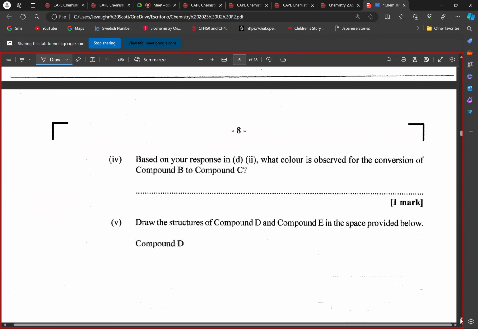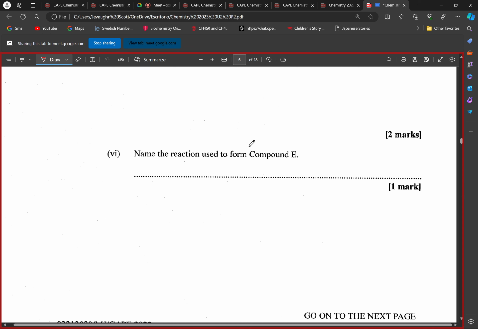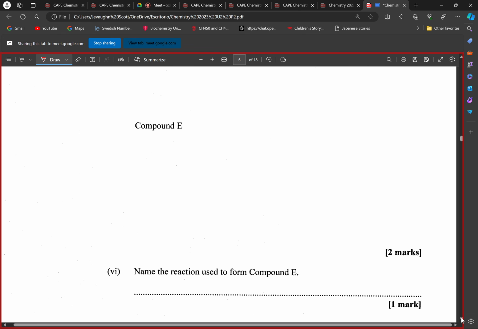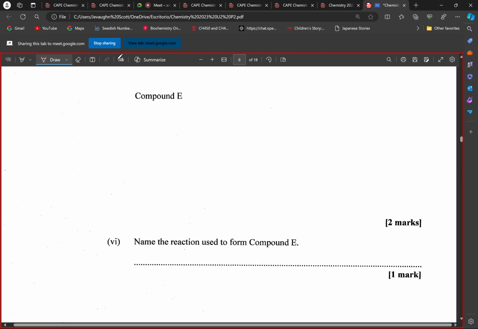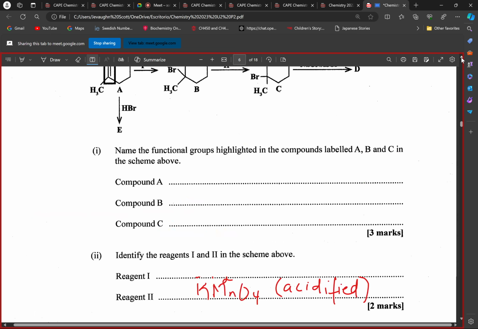Alright, so is that the end of module 1? No, it isn't. The reaction to form compound E, that would be what? The compound E specifically is just adding hydrogen bromide. Electrophilic addition.